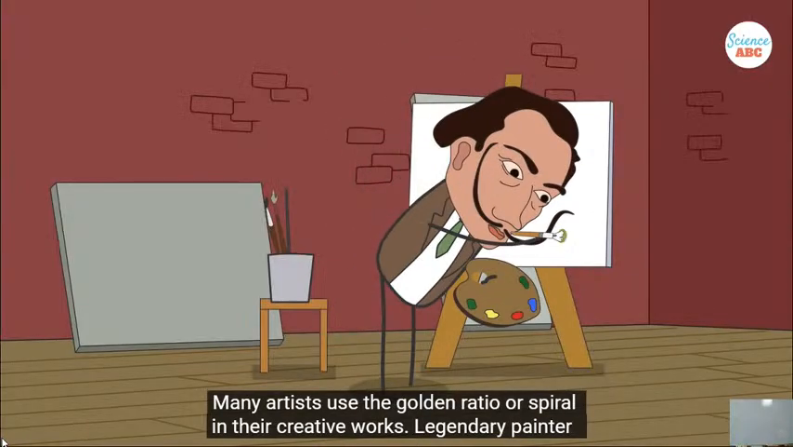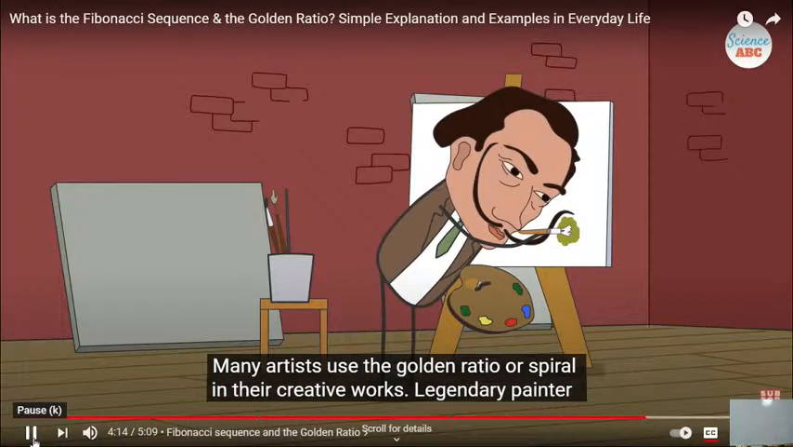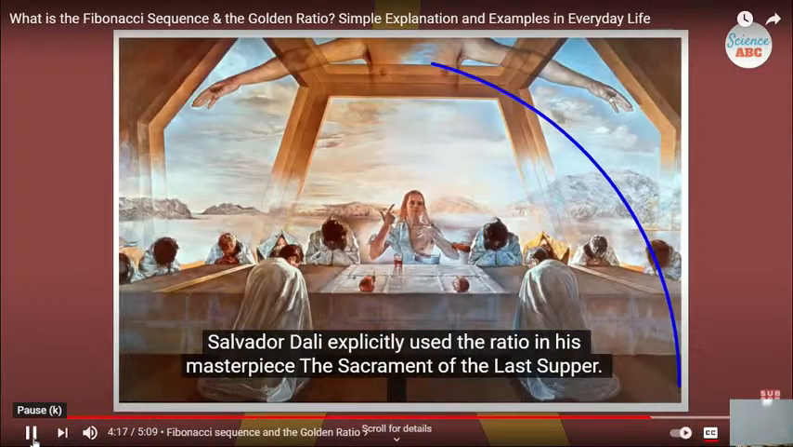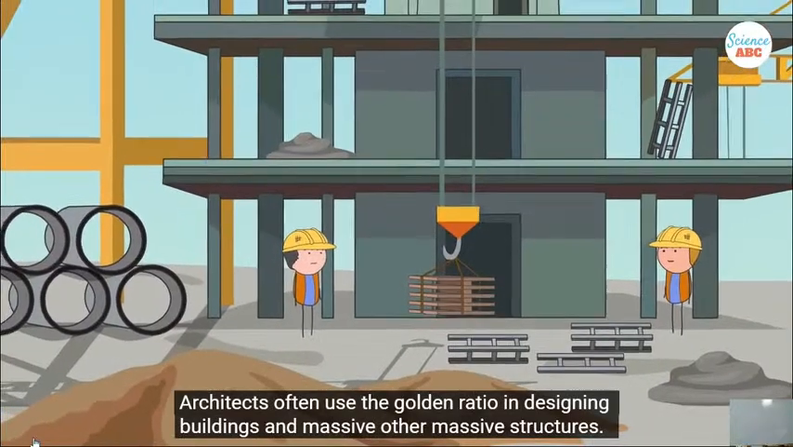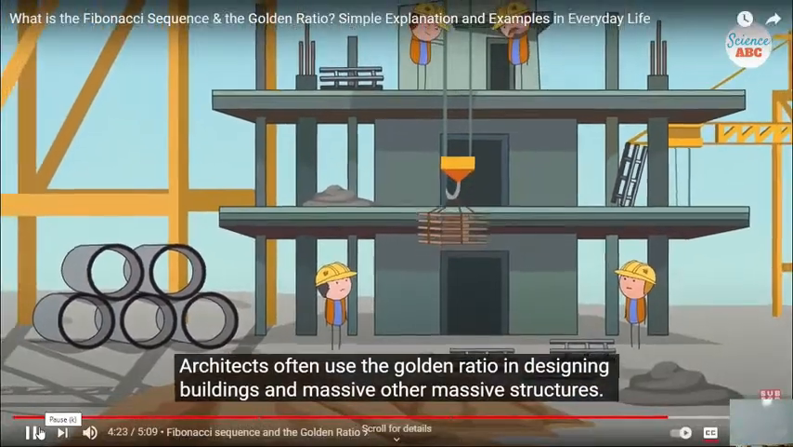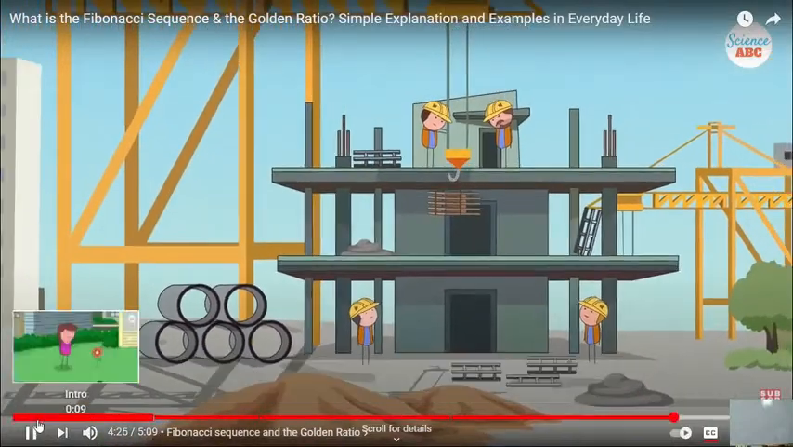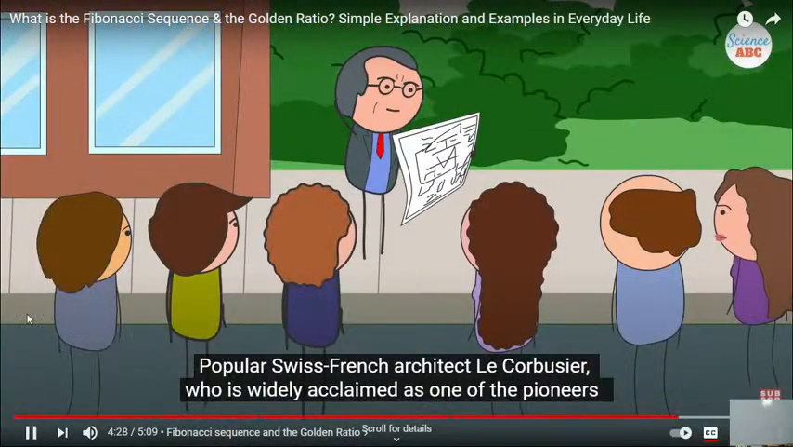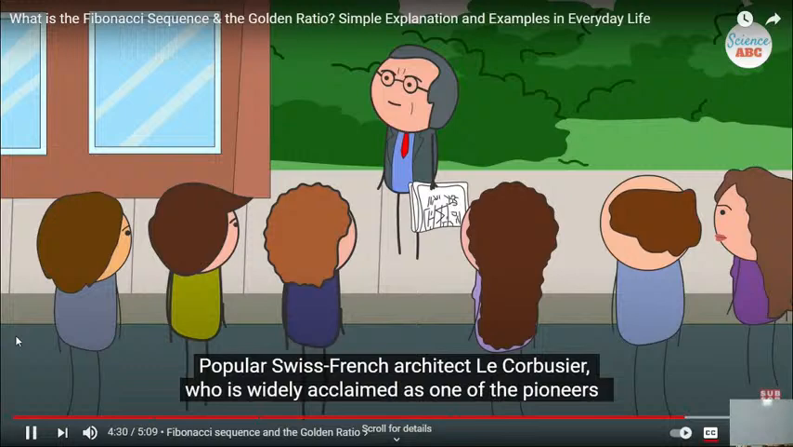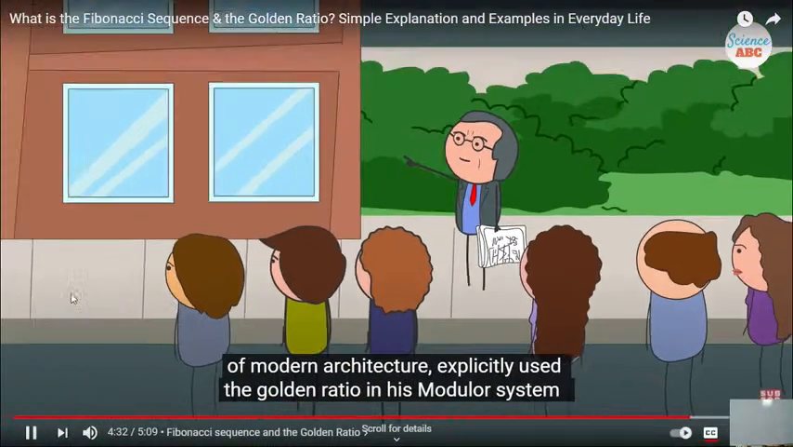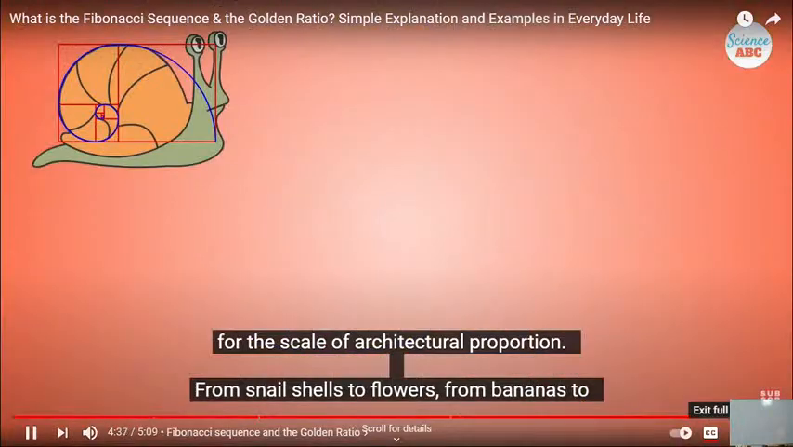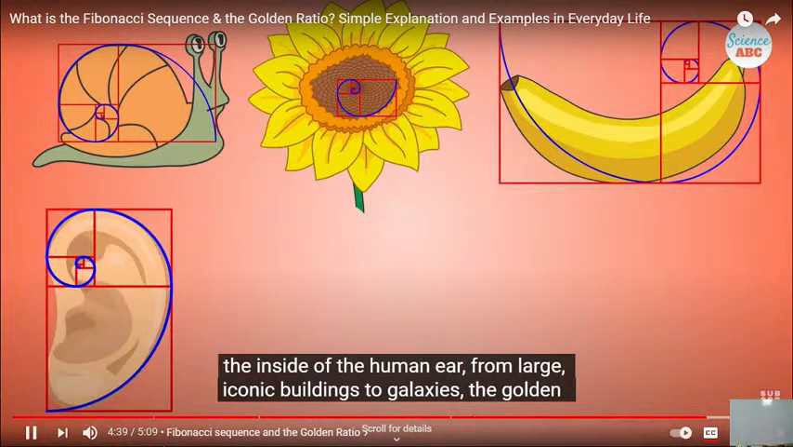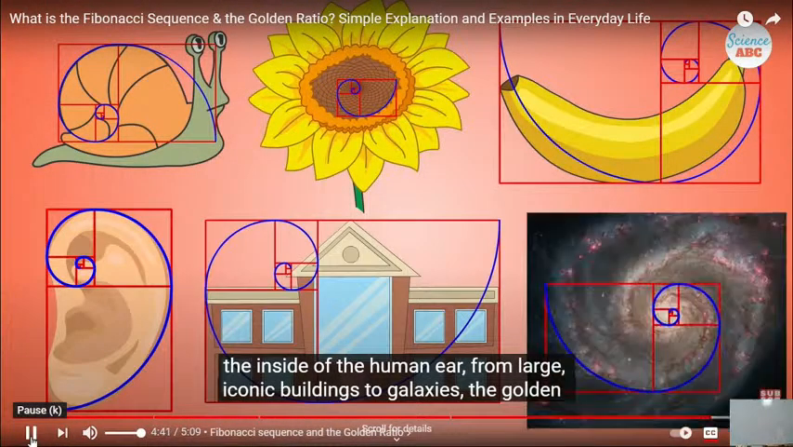Many artists use the golden ratio or the golden spiral in their creative works. Legendary painter Salvador Dali explicitly used the ratio in his masterpiece, The Sacrament of the Last Supper. Architects also commonly use the golden ratio when designing buildings and other massive structures. Popular Swiss-French architect Le Corbusier, who is widely acclaimed as one of the pioneers of modern architecture, explicitly used the golden ratio in his modular system. From snail shells, flowers, and bananas to the inside of the human ear, iconic buildings, and galaxies far out in the cosmos.